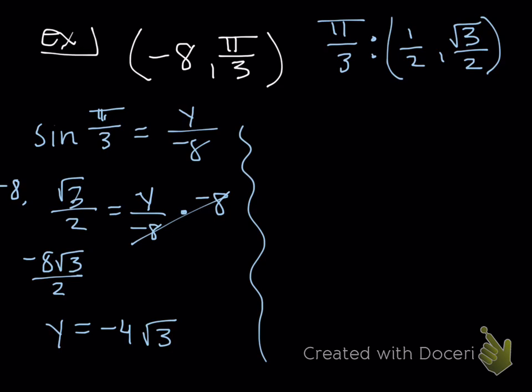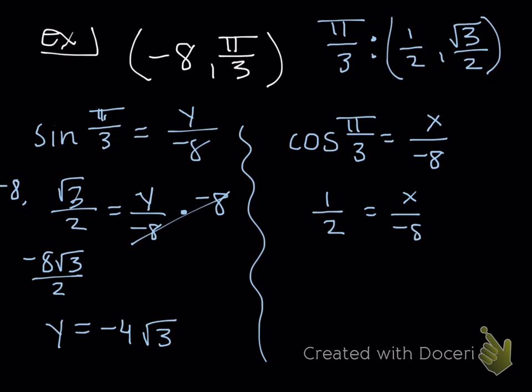So now, same idea, but now we're going to do the cosine. So cosine of pi over 3 equals x over negative 8. So I'm using the same coordinate up here. Cosine's now the x part. So cosine of pi over 3 is 1/2. And to get x by itself, I would times both sides by negative 8. Half of negative 8 would be negative 4.